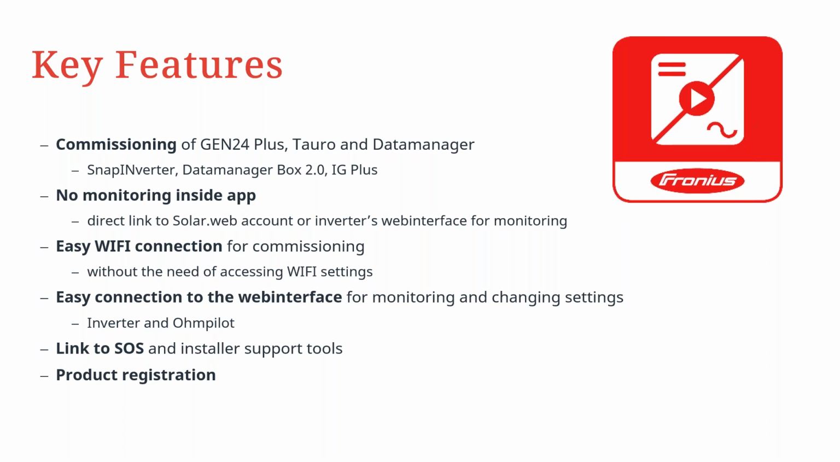So there's no monitoring inside the app itself. This will be a direct link to your Solar Web account or the inverter's web interface for monitoring itself. So it's an easy Wi-Fi connection for the commissioning, without the need of accessing your Wi-Fi settings itself, as well as allowing for easy connection to the web interface for monitoring and changing settings. So any settings that need to be adjusted on the inverter itself, as well as if you have a Fronius Home Pilot in the system.